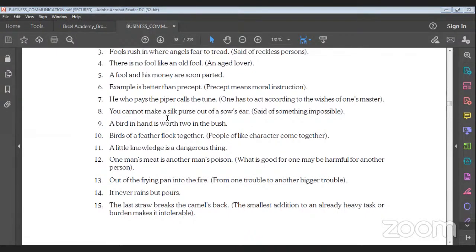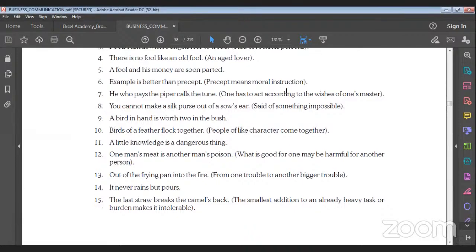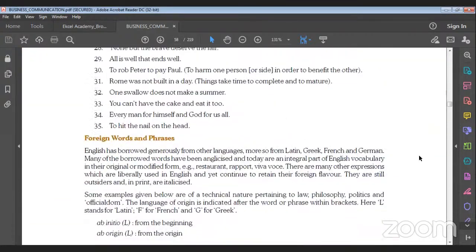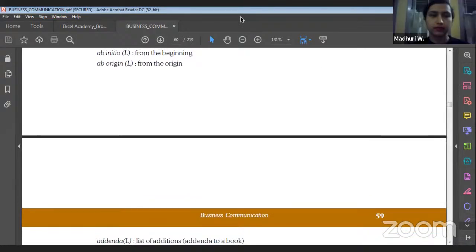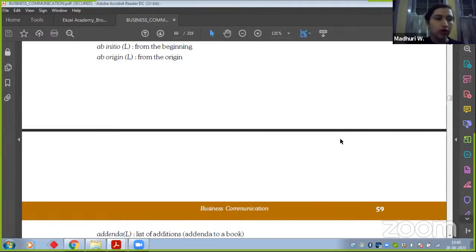So the next aspect that we are going to take a look at is foreign words and phrases. So what exactly are foreign words and phrases? They are generally used in the English language now, but they have been borrowed from another language, right? Usually Latin or Greek, but also from French, German. English is a very rich language because it has borrowed words from a lot of foreign languages.